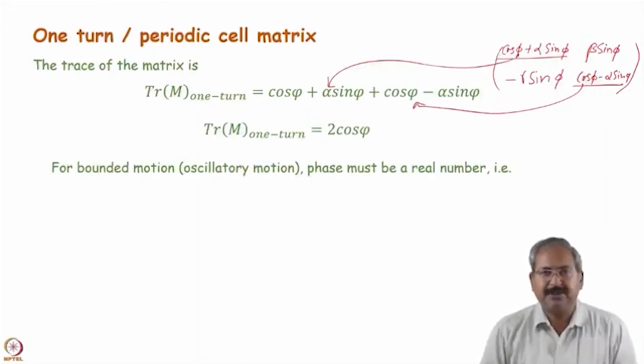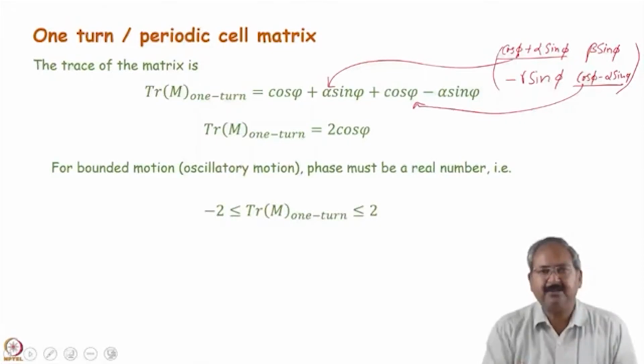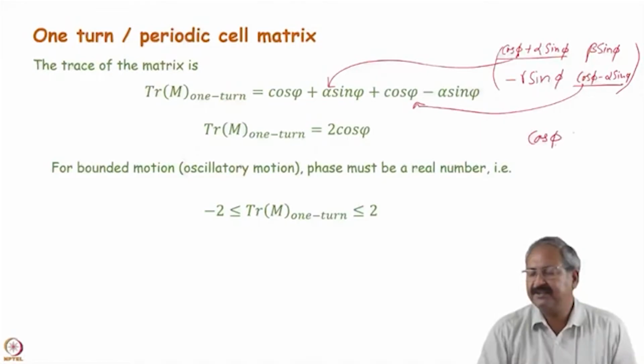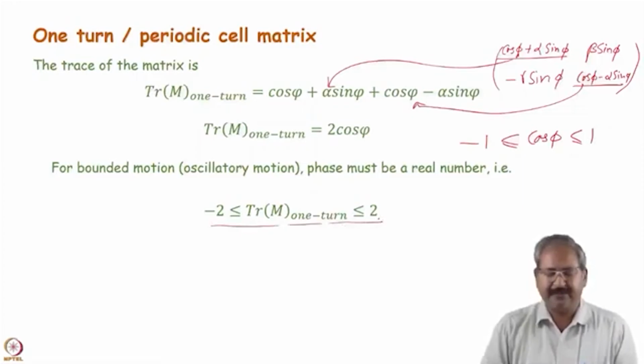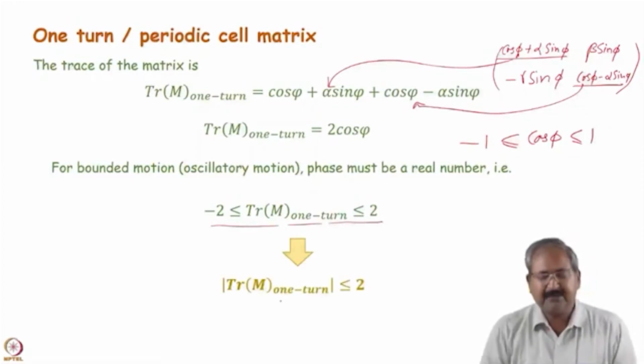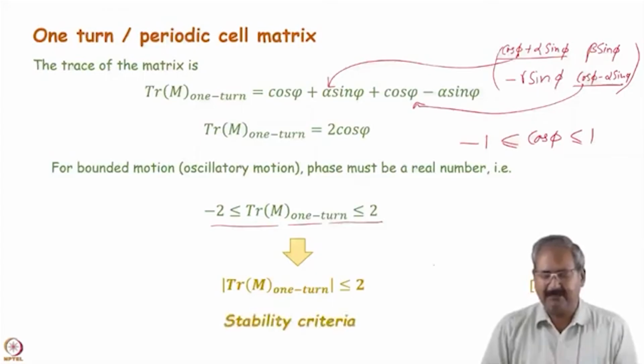Now for bounded motion, phi should be a real quantity, and phi being real means 2 cos phi must be less than 2 and greater than minus 2, because cos phi should be less than 1 and greater than minus 1. So 2 cos phi should be greater than minus 2 and less than plus 2. So the modulus of the trace of our matrix must be less than 2 for stable motion.